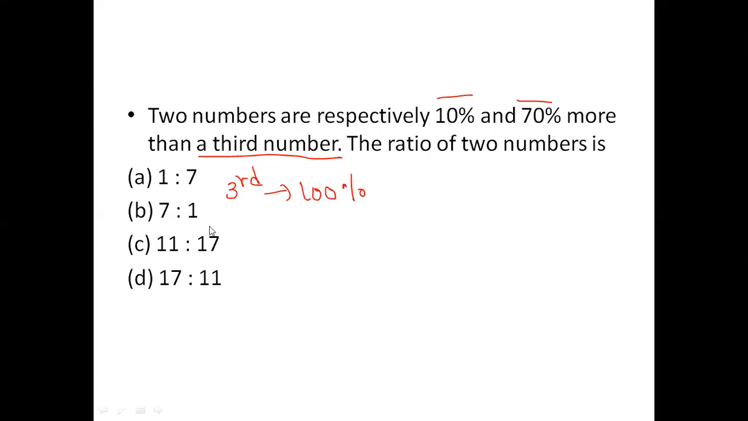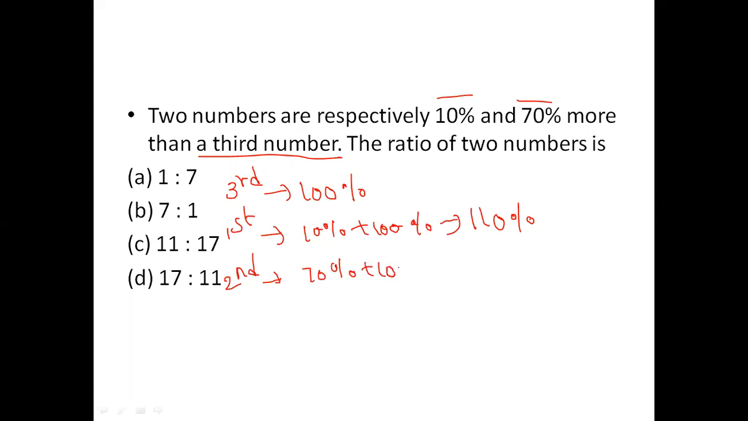Now, what can be the first number? According to the condition given, first number is 10% more. First number is 10% more means 10% plus 100%. What is the first number now? First number is nothing but 110%. Now, check for the second number. What can be the second number, guys? Based on the same logic, second number is 70% more. Second number is 70% more means the number will be how much? Second number will be 170%.